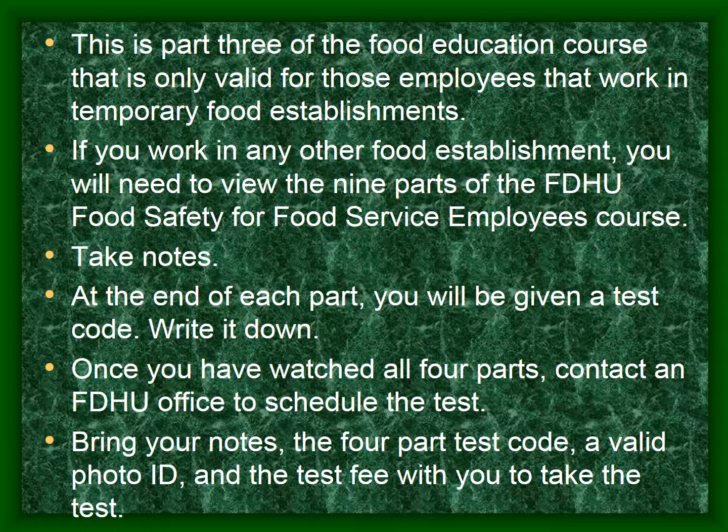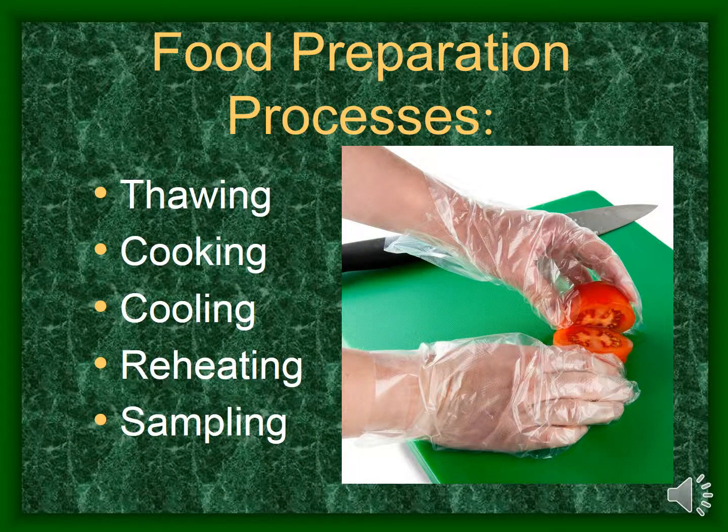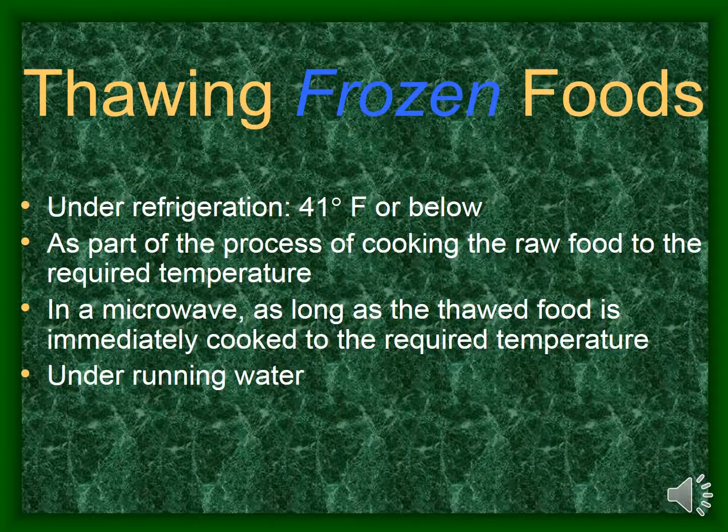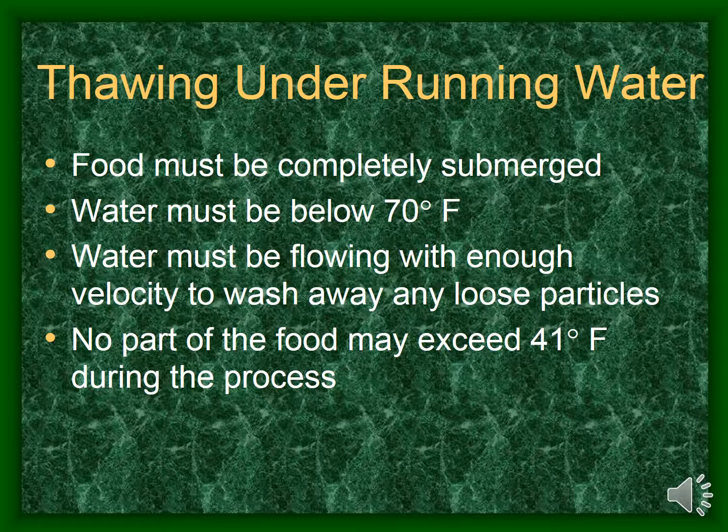to take the test. In this section, we will look at food preparation processes, including thawing, cooking, cooling, reheating, and providing samples to the public. 4 acceptable methods for thawing frozen foods. Under refrigeration at 41 degrees Fahrenheit or below, as part of the process of cooking the raw food to the required temperature, in a microwave, as long as the thawed food is immediately cooked to the required temperature, or under running water. When you thaw food under running water, the food must be completely submerged.